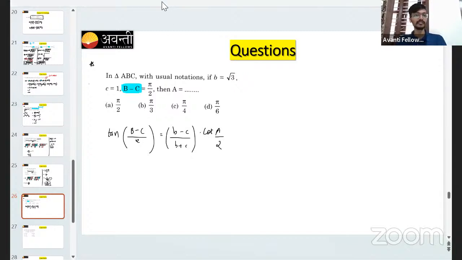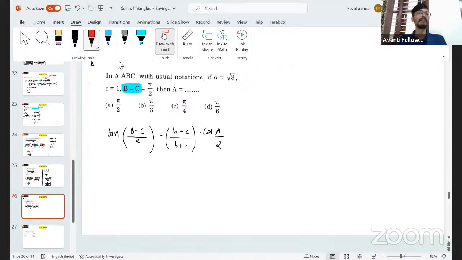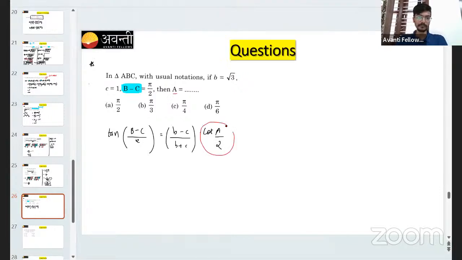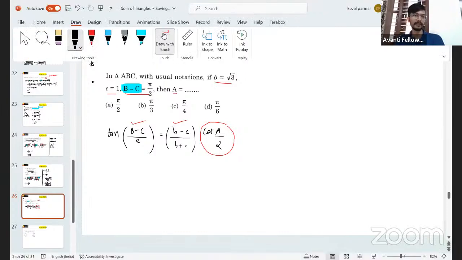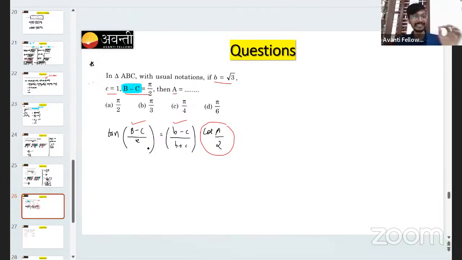Now, if you see, it is a very simple question. Why? Because we have to find A, which means I have to find this. B and C are known, B minus C is known, so everything is known. Only cot A by 2 is not known. If I get the value of cot A by 2, I'll get the value of A. So this is a very good question. Only clicking that we have to use Napier's analogy is important.